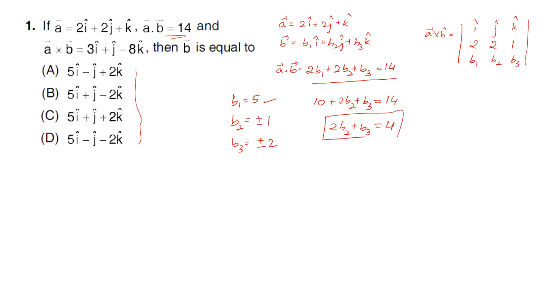Now this holds good for the value B2 is equal to 1 and B3 is equal to 2. 2 into 1, 2, plus 2 is equal to 4. Therefore, value of B2 is 1 and B3 is 2. Therefore, vector B is 5i plus j plus 2k. Option C is correct.